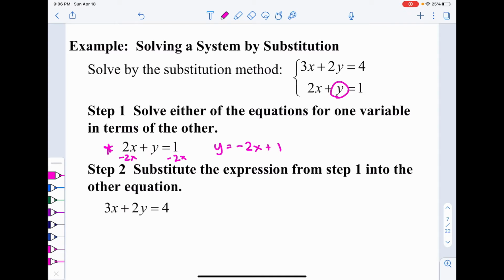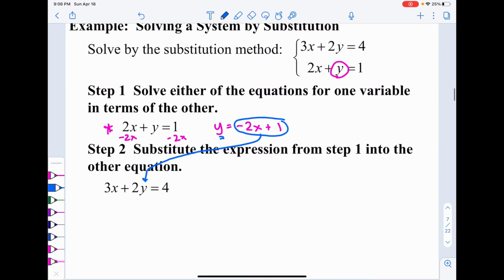Then in step 2, we're going to substitute that expression. We're going to take that negative 2x plus 1, and wherever we see a y variable, that's where it's going to go in for. So that means we're going to substitute into the other equation. So we're going to end up with 3x plus 2 times our y variable, which is equivalent to negative 2x plus 1. That's equal to 4. And we go ahead and solve that down for what x is equal to.